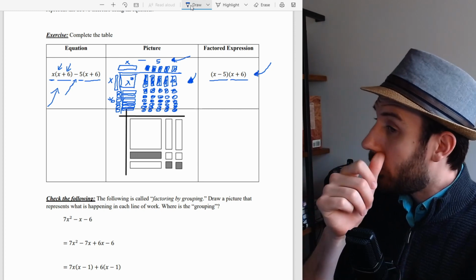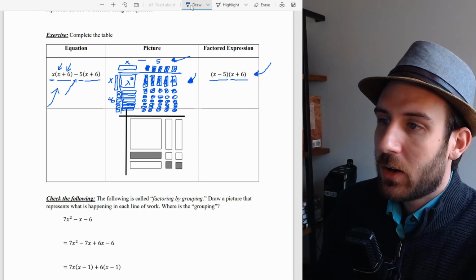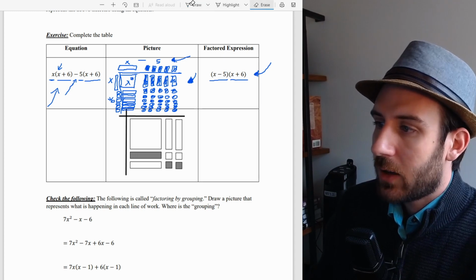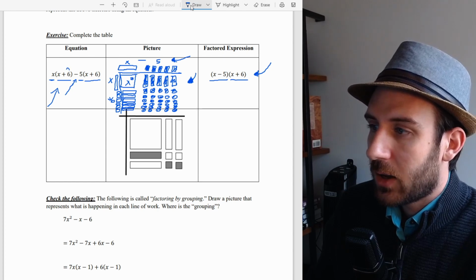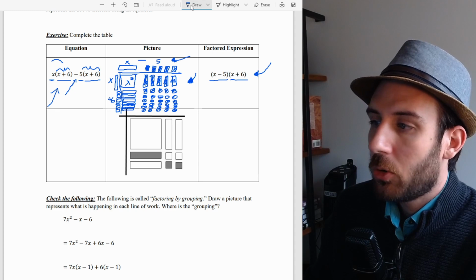Okay, the other interesting part of this is to see what it actually means to factor. If you look at x plus 6 here, this x plus 6 could be thought of as saying that it's a common entity here, and it's a common entity here, and so we pulled it out front.